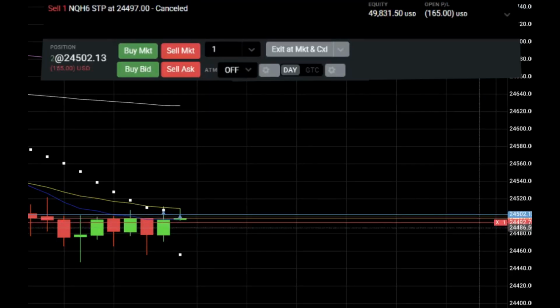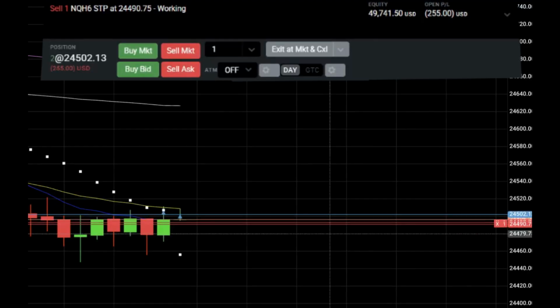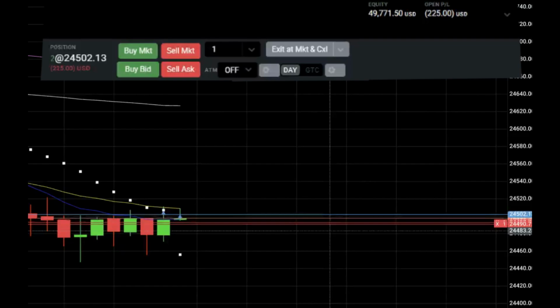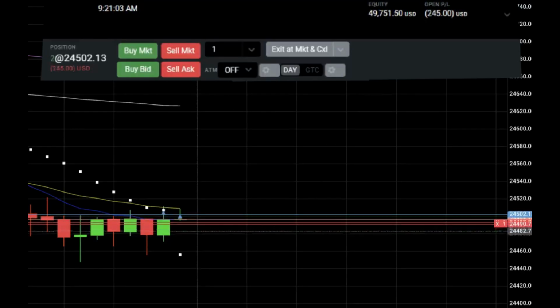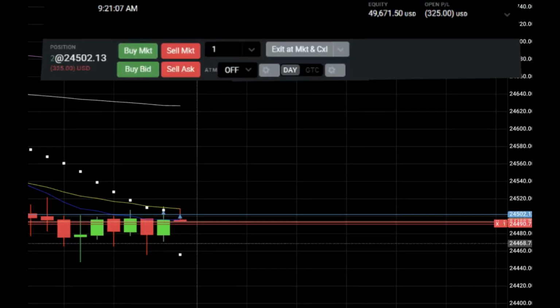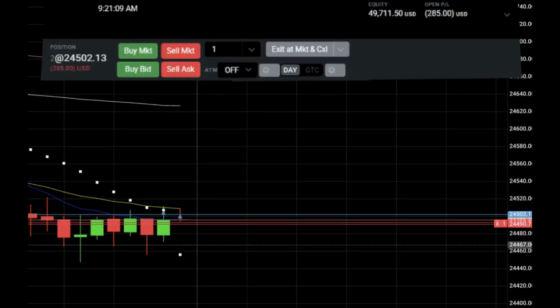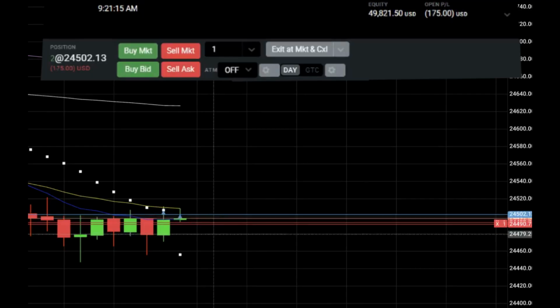So it's consolidating against me right now. We're down about 165, 175, 185, 250. It's not going my way so far on this. And we're going to see what happens as we go down. Again, I'm down about $375. And this is the account I need to make $1,500 on.